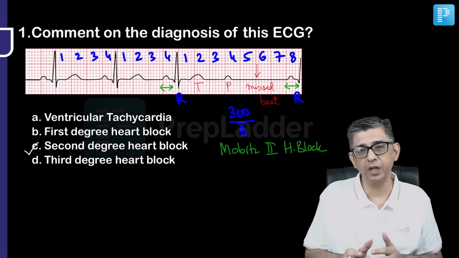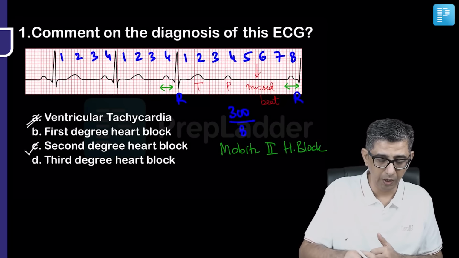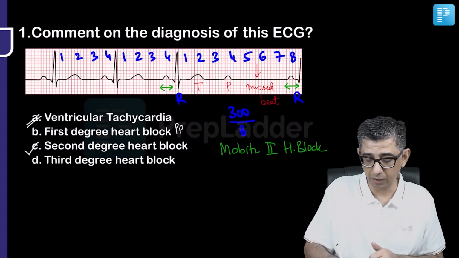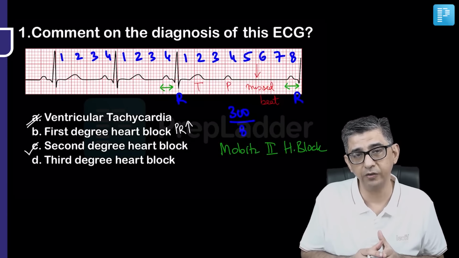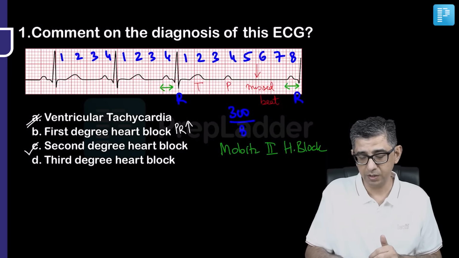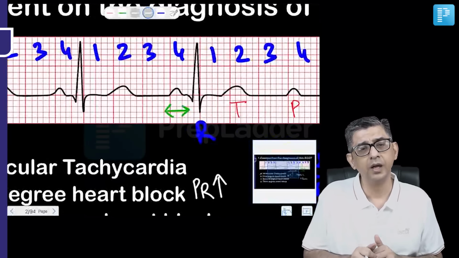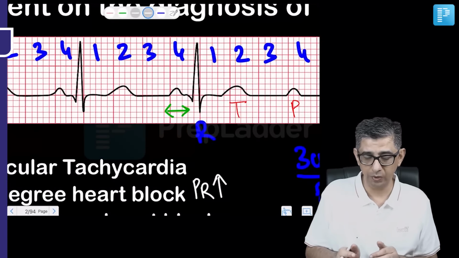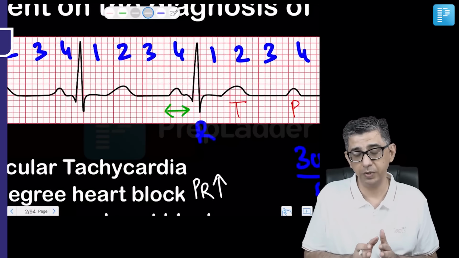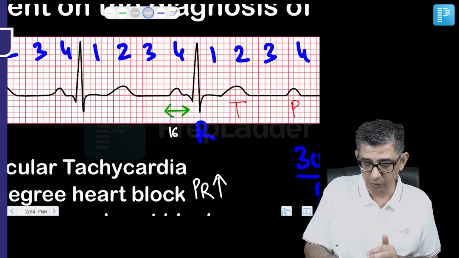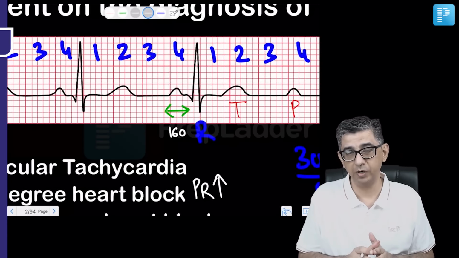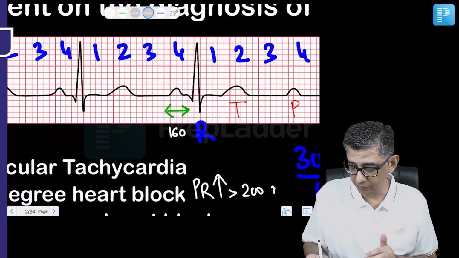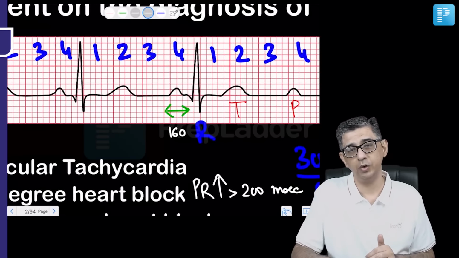Option A, VT, anyway, because of the heart rate can be ruled out. For first degree heart block, one of the major diagnostic criteria would be a PR interval more than 200 milliseconds. So let's zoom into the ECG and count the number of small squares present here. You can count approximately 4 small squares between the start of the P and the start of the Q, which is the PR interval, which means that the PR interval of this patient is 160 milliseconds. But for first degree heart block, I need a value of at least more than 200 milliseconds, and therefore option B can be ruled out.